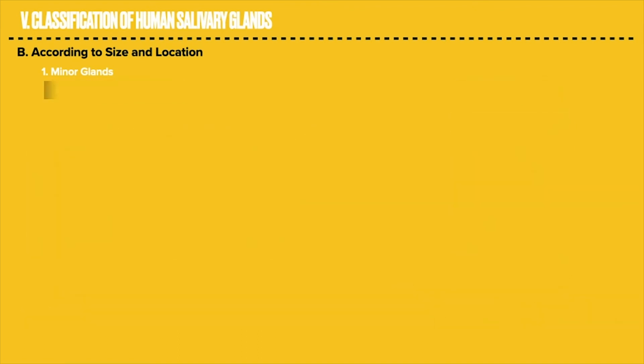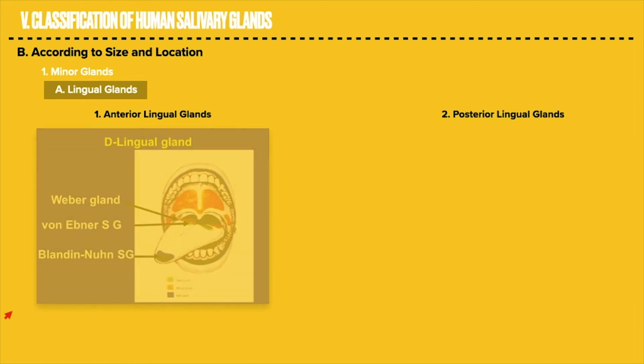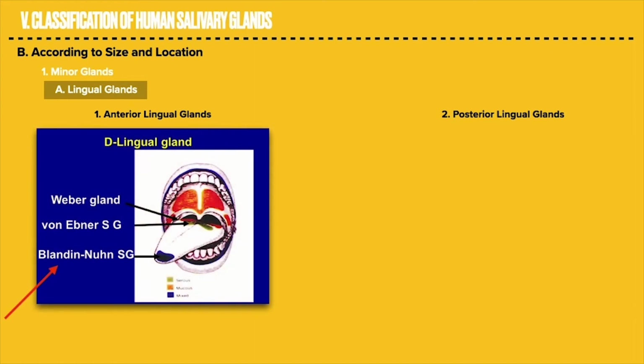Third, lingual glands. They are divided into two, the anterior lingual and the posterior lingual glands. The lingual glands found at the anterior are also called the glands of Blandin and Nuhn. Serous and mucous cells are both present, but mucous cells predominate. They are found near the tip of the tongue, and their ducts open into its ventral surface.